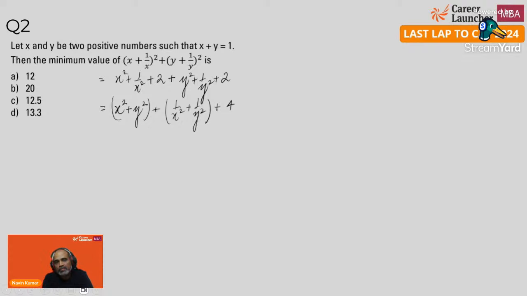Now, since we are asked to find the minimum value of this, and we are given squares over here, let's do one thing. From here, if I square both the sides, can we say x square plus y square plus 2xy is going to be 1? Or can we say x square plus y square is going to be 1 minus 2xy? Make sense? Okay.